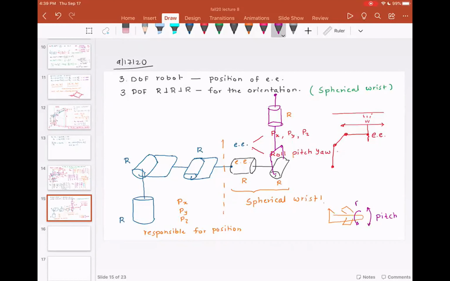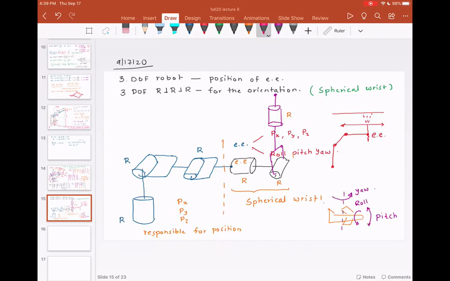This motion is called roll. And if you look at the center of the aircraft, this motion is called yaw. So aircraft rolling means one wing is going up and the other wing is going down. That is rolling. Aircraft pitching means the aircraft is taking off, both the wings are going up. And aircraft yawing means the aircraft is turning.